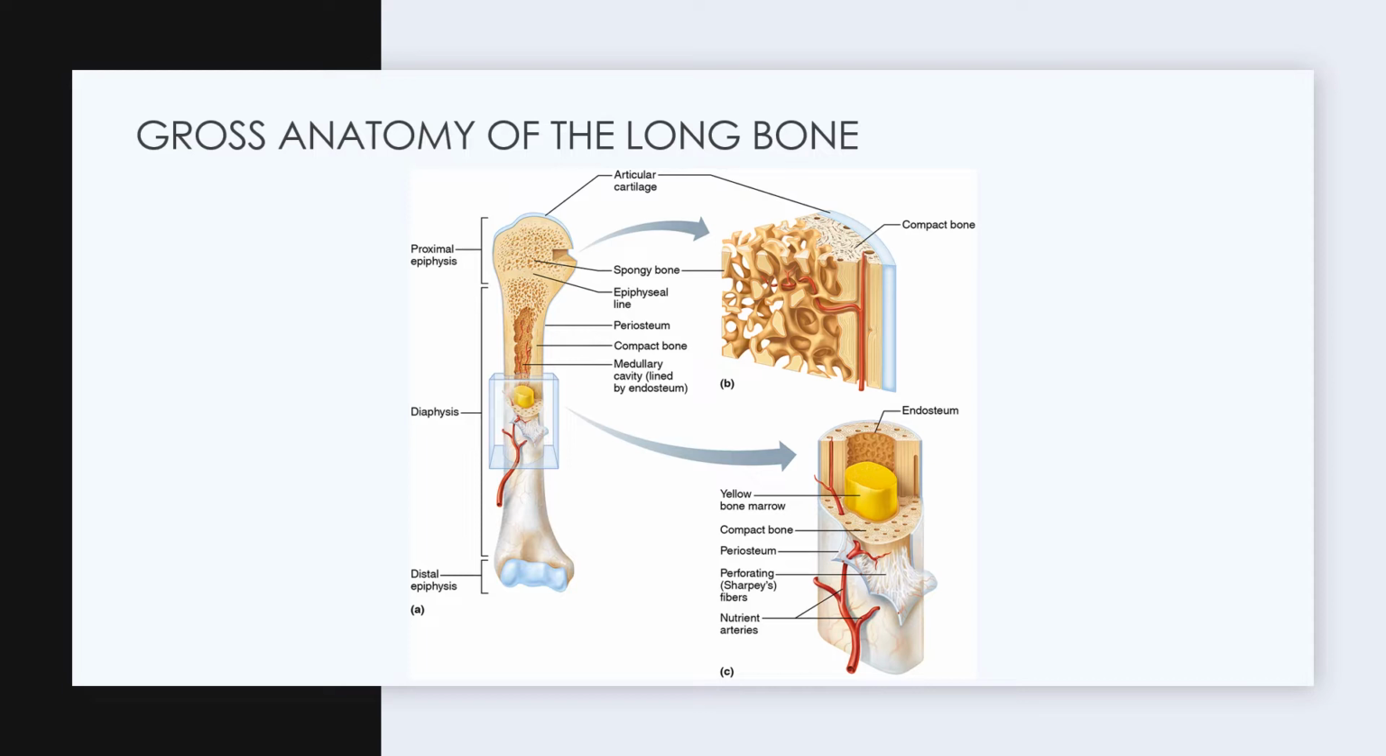It's covered and protected by a fibrous connective tissue membrane called the periosteum. Hundreds of connective tissue fibers called perforating fibers or Sharpey's fibers secure the periosteum to the underlying bone. It's like a tight jacket. And the epiphyses are the ends of the long bones. Each consists of a thin layer of compact bone enclosing an area of spongy bone.